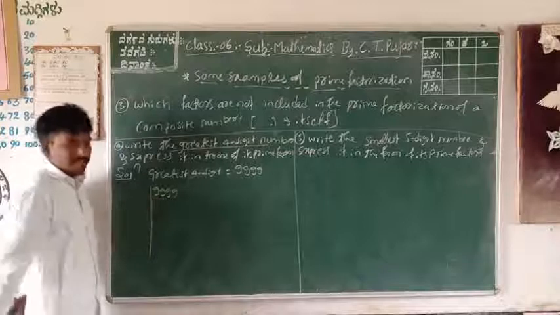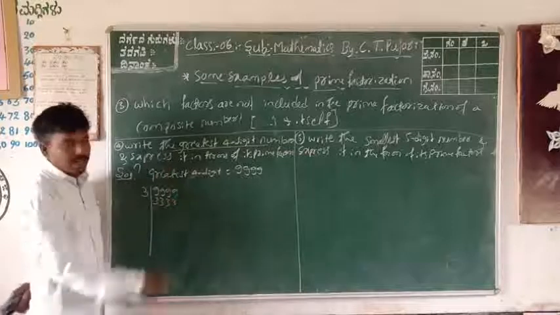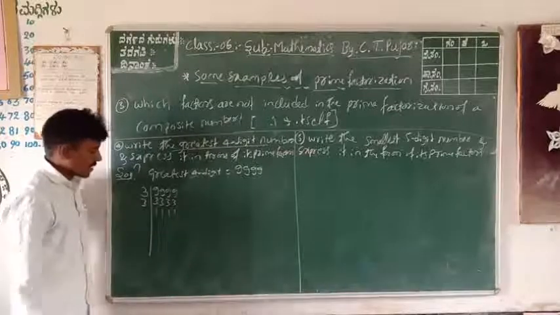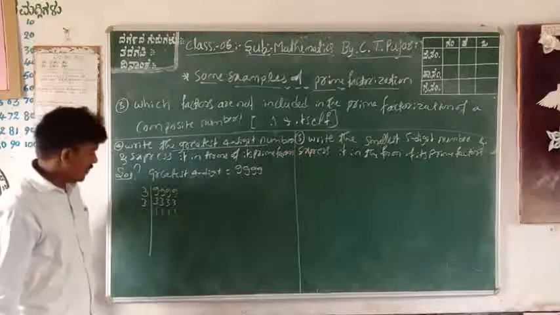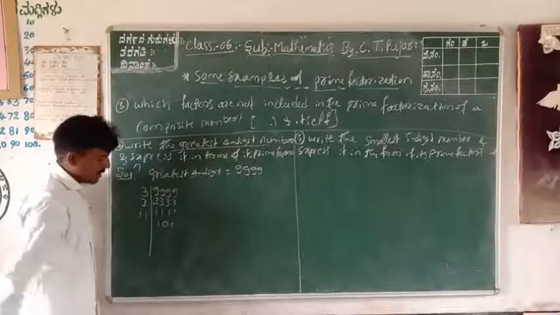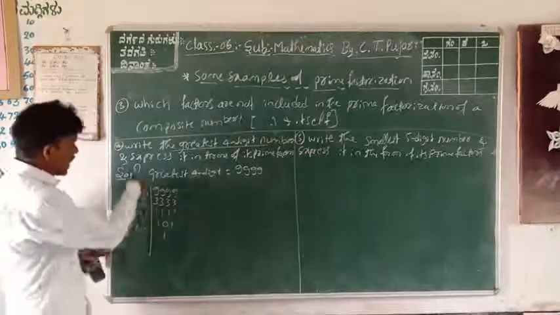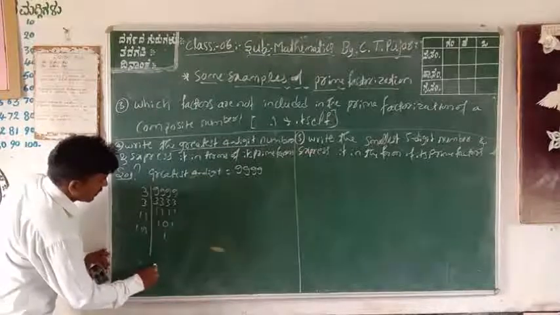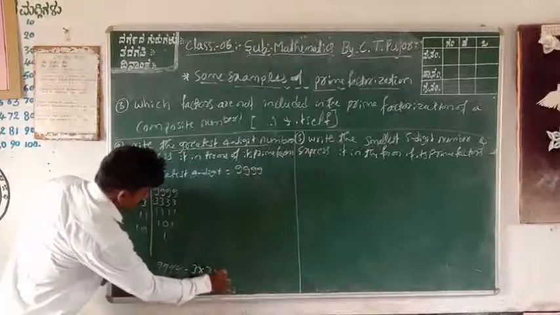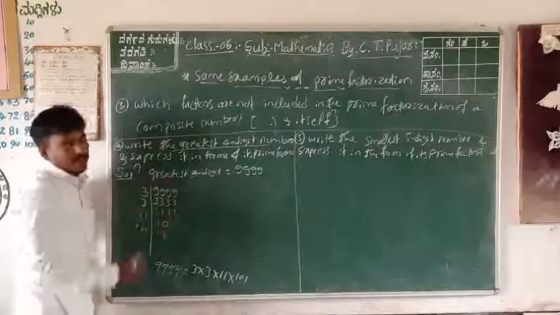2 is not divisible. You can take 3. 3 threes are 9, 3 threes are 9. Again you can take 3. 3 ones are 3. Next, which number can you take? You can take 11. Therefore, these are our prime factors. Therefore, 9999 is equal to 3 into 3 into 11 into 101. These are the prime factors of the greatest 4-digit number.